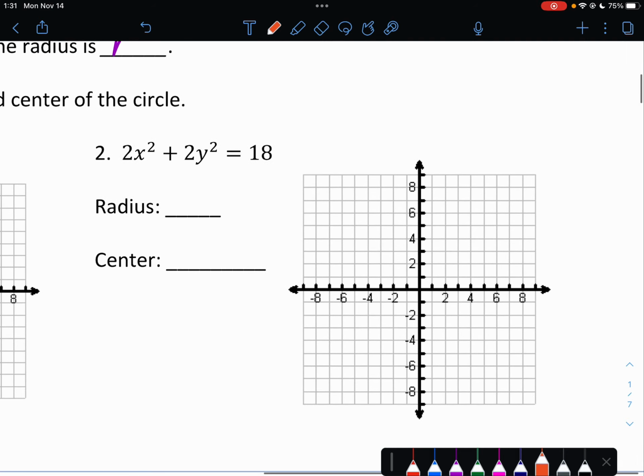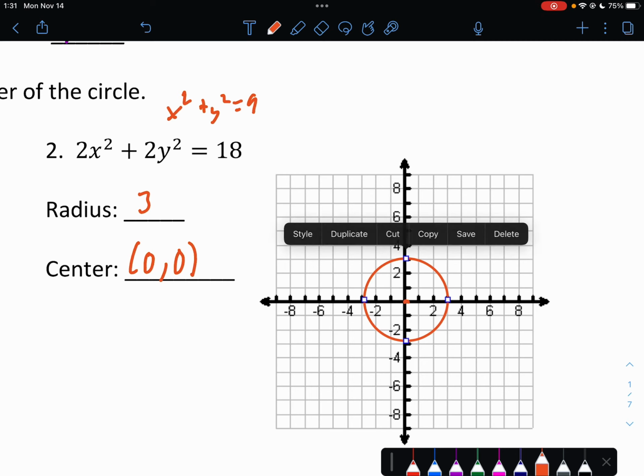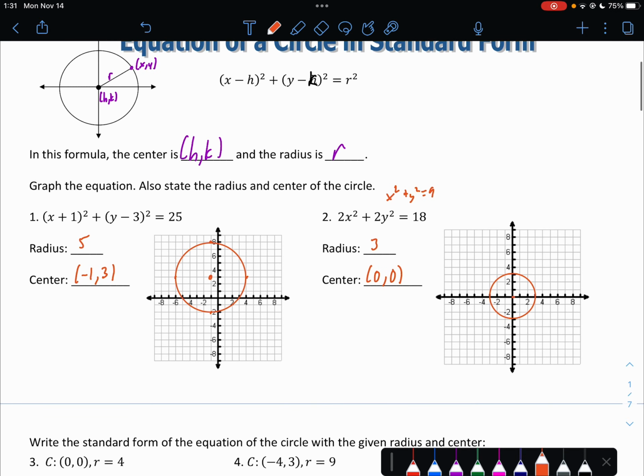Number 2, good idea here first to divide by 2. So we get x squared plus y squared equals 9. So our radius is 3, square root of 9. And our center would be 0, 0. So just going 3 out in every direction. And the nice thing about Notability is that you can make nice circles, even if you're not a very good artist like myself.